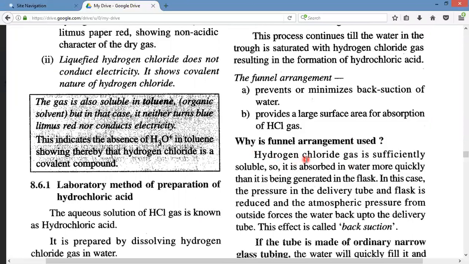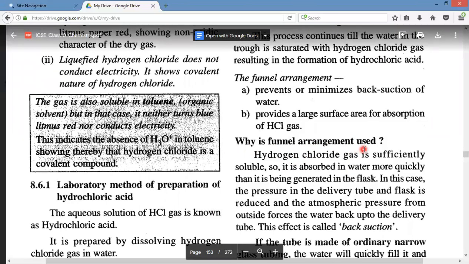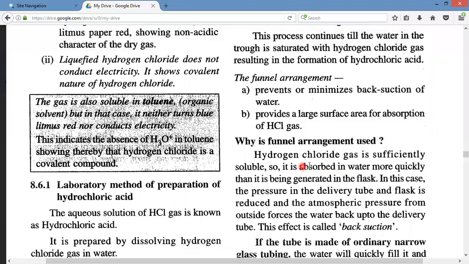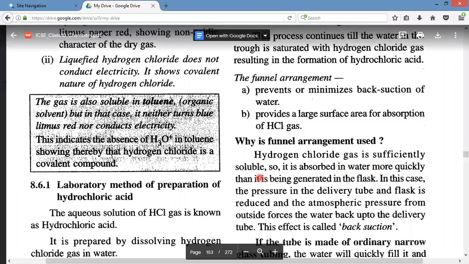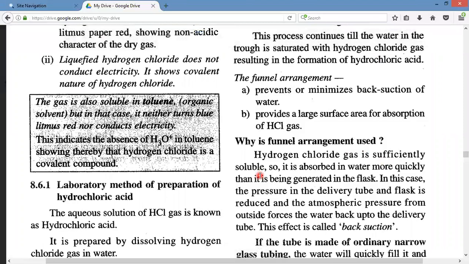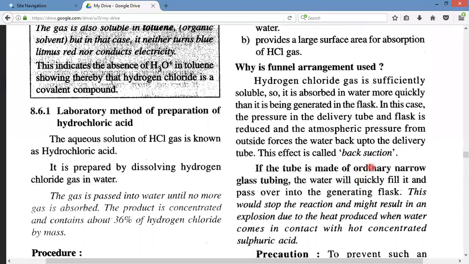Now, again the repetition, why is the funnel arrangement used? As the hydrochloric gas is very soluble, it absorbs in water very quickly, and the pressure inside that delivery tube and flask reduces, and the atmospheric pressure which is present outside will increase. From there the water will go up in the delivery tube, and that is called back suction. I have already explained this.